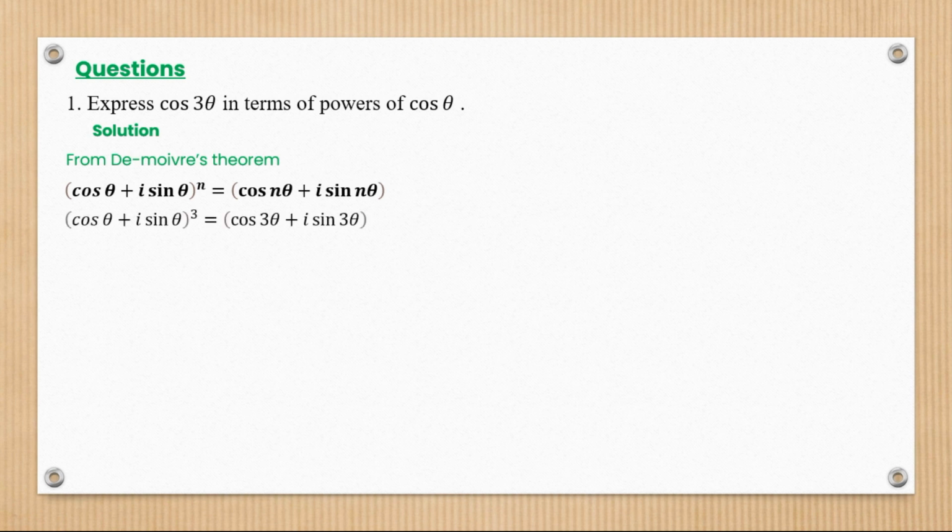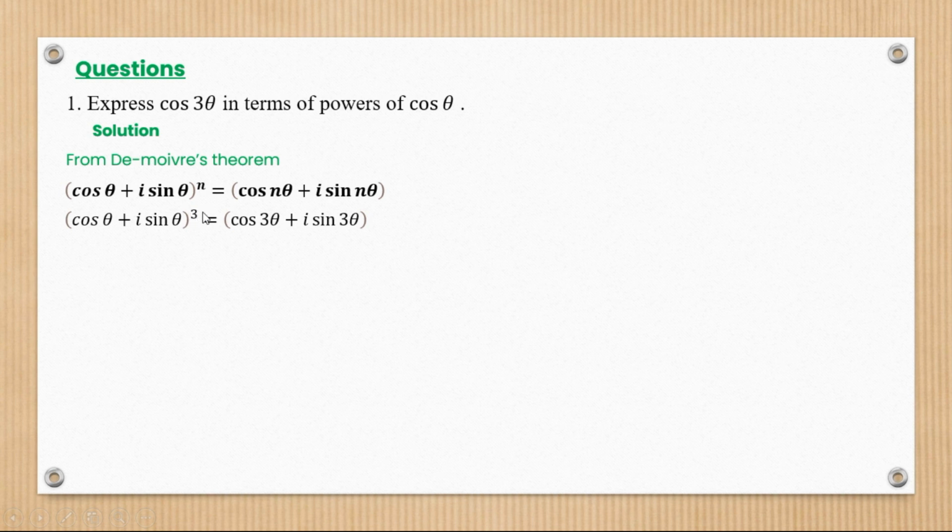Now we also know that when we have (cos θ + i sin θ) cubed, it's also equal to cos 3θ + i sin 3θ. Now we know that this is also true. Now why do we exactly choose to go with powers of 3?